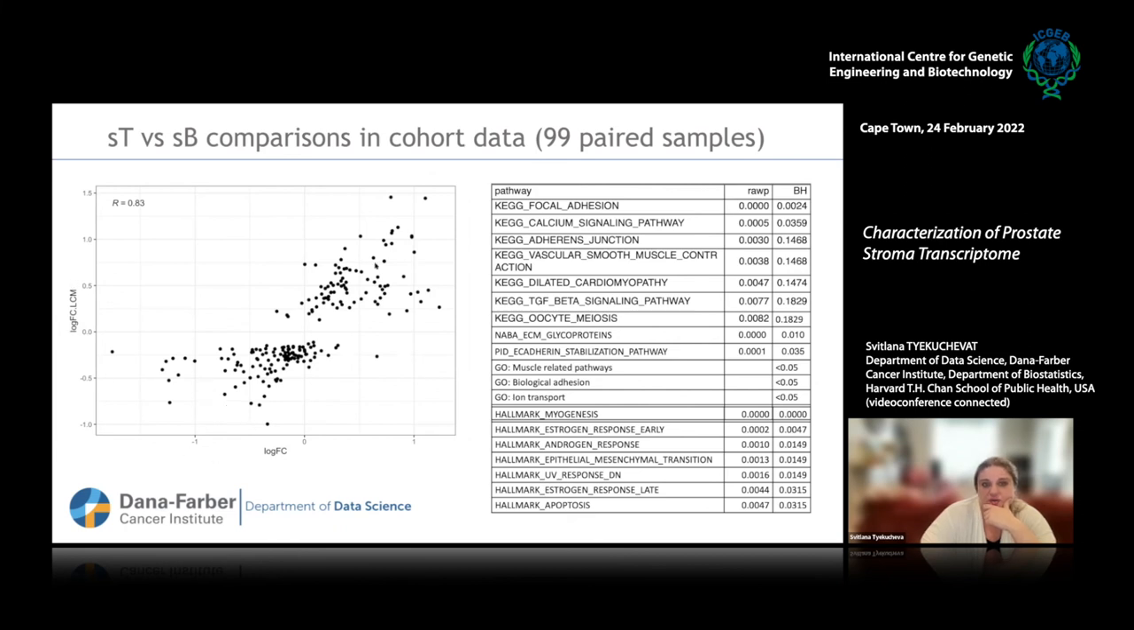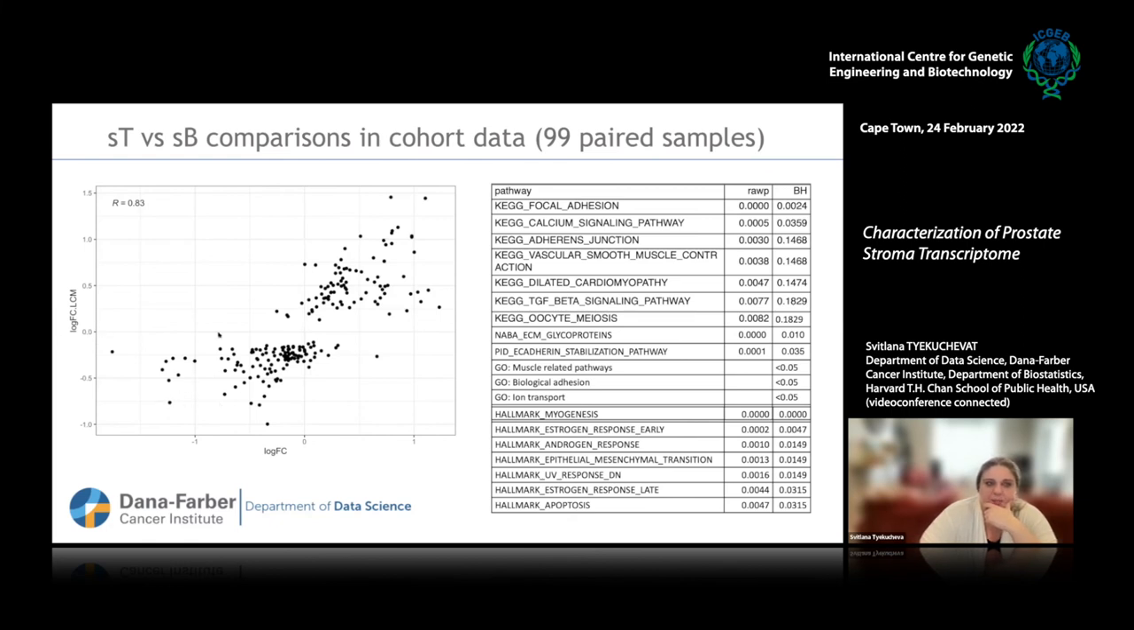The correlation of the log fold changes, this is Spearman correlation, is 0.83. The Pearson correlation is a little bit lower, about 0.79 or something. But we see a pretty good concordance.